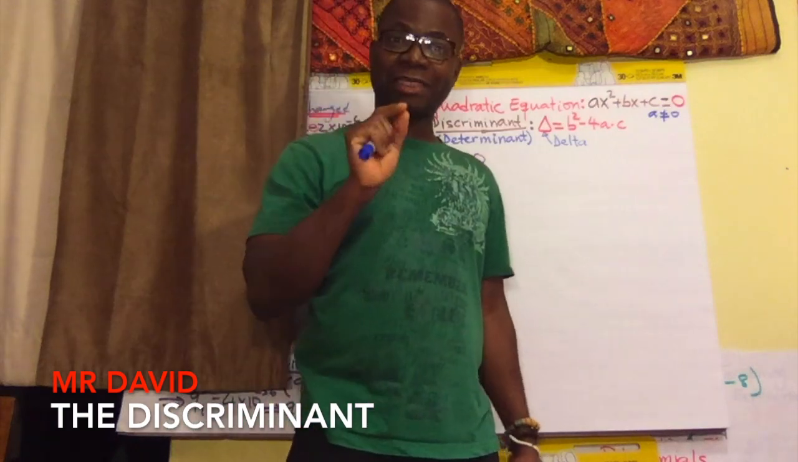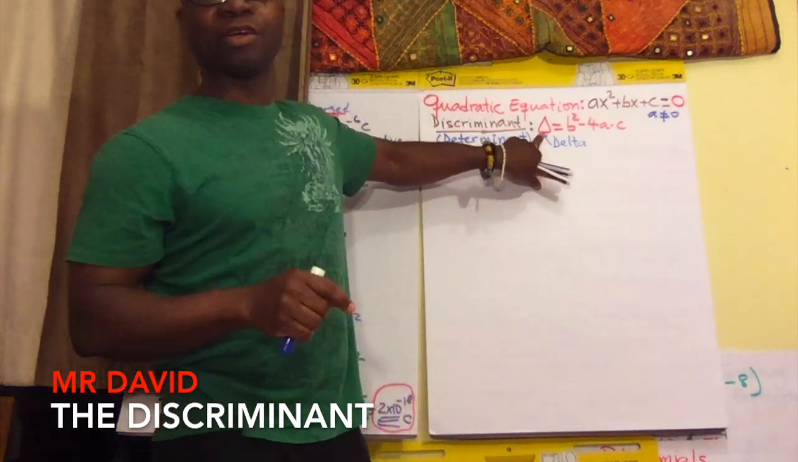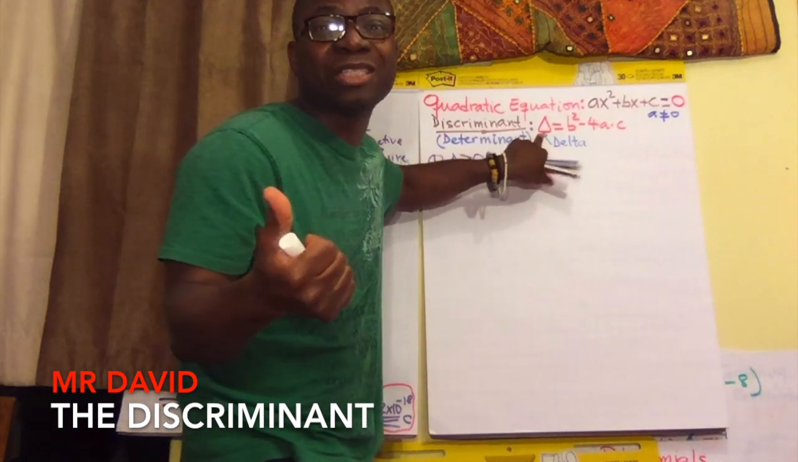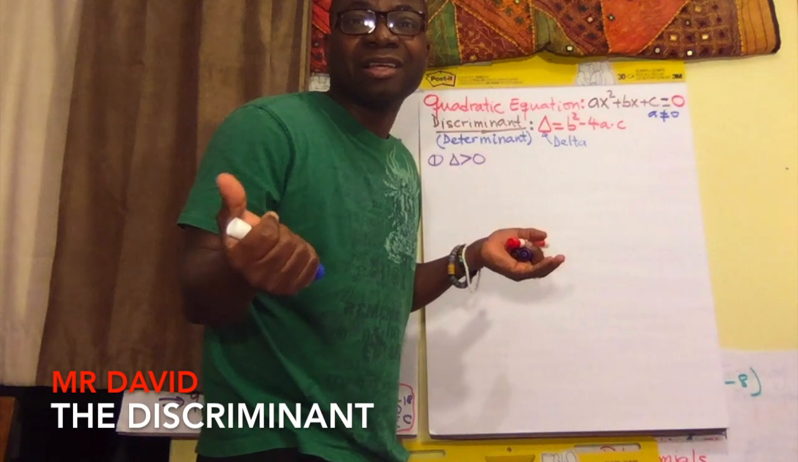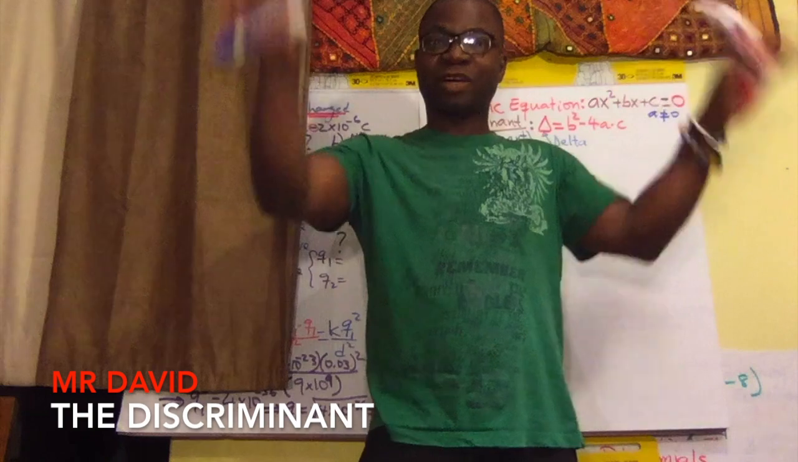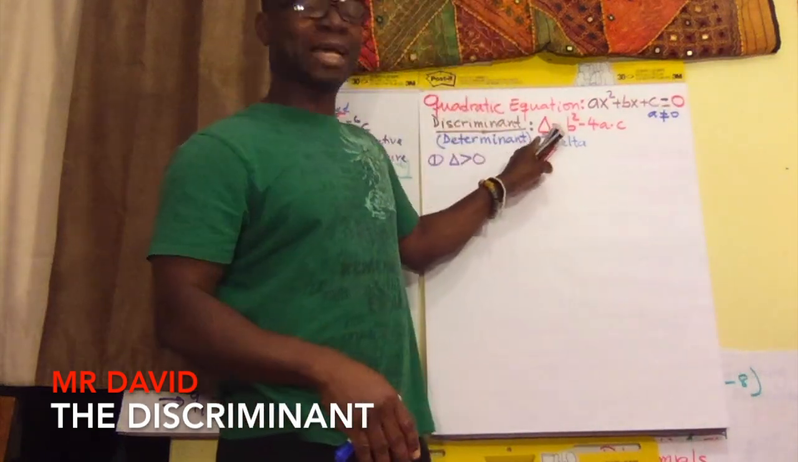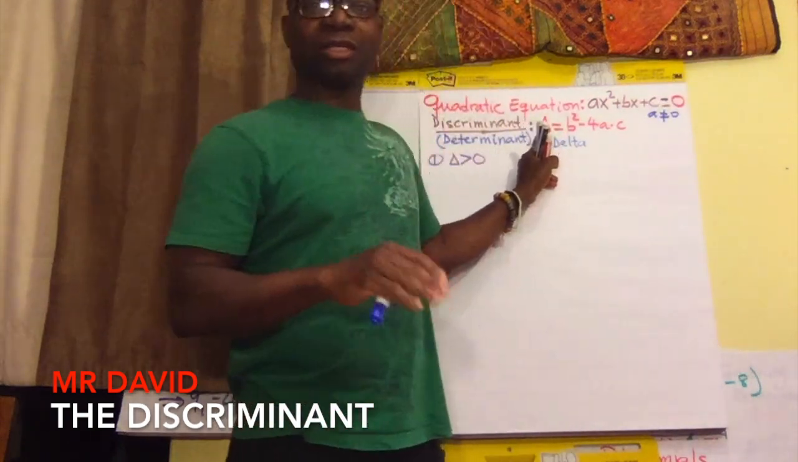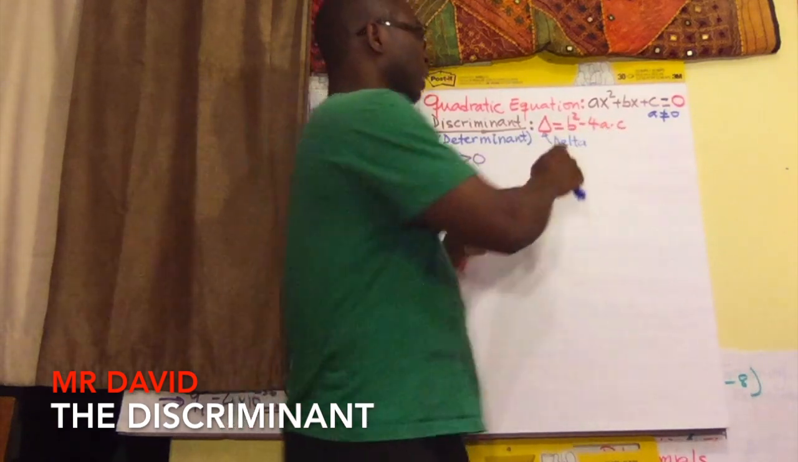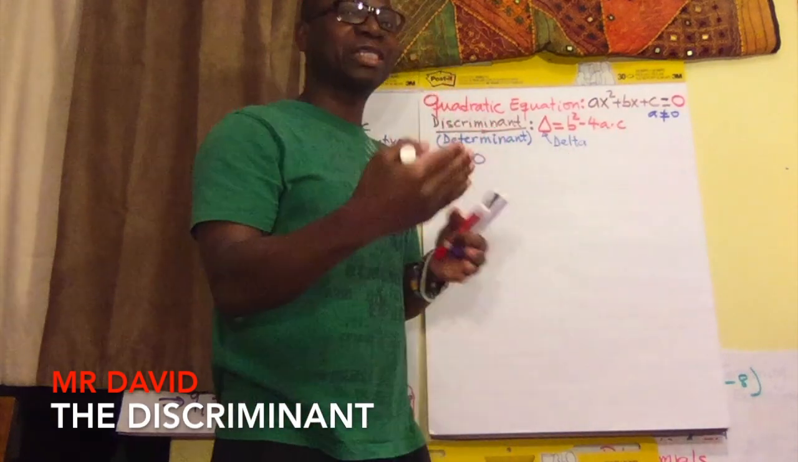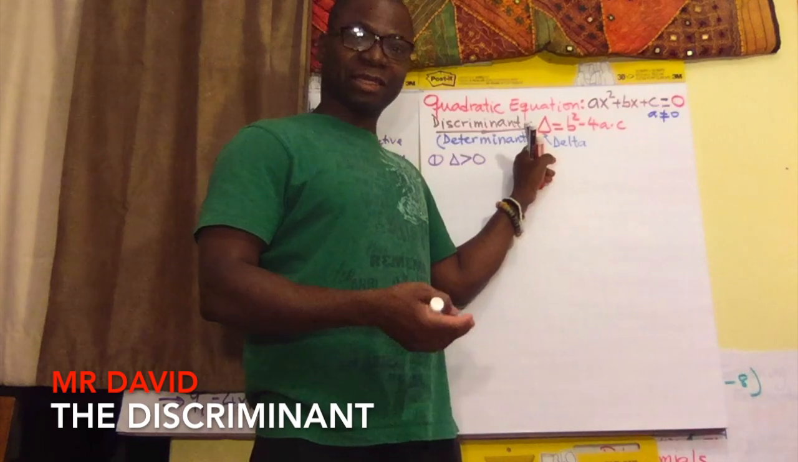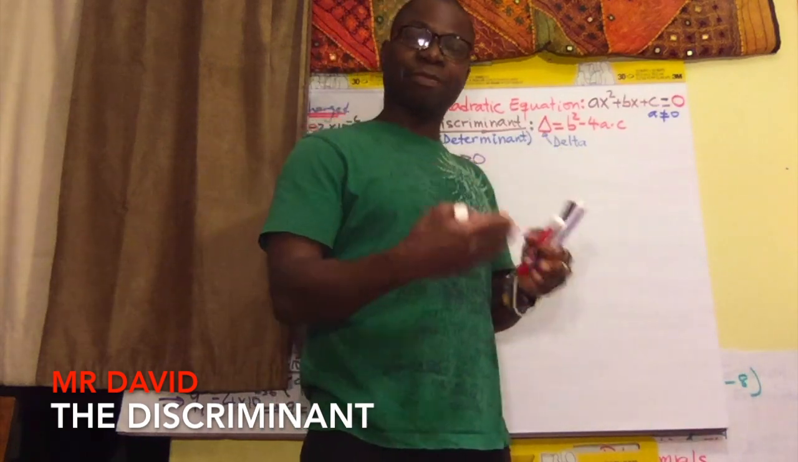The discriminant has a formula. We use the Greek letter delta. We cannot use little d because we already use little d for distance, and we cannot use capital D because later on it will be used for something called matrices, which you'll find in algebra 2. So we decided to use the Greek letter delta. Delta is b squared minus 4ac. So instead of writing discriminant every time, you can just write delta.